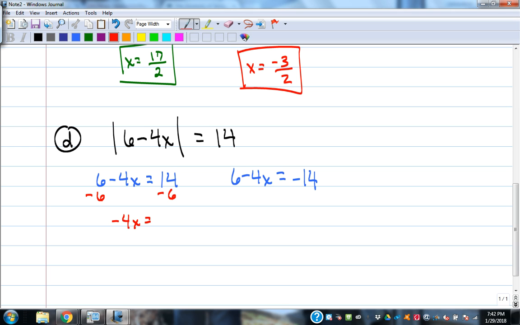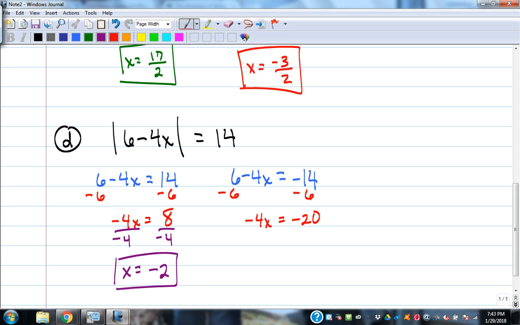14 minus 6 is 8. And then divide by negative 4. Negative 2 for one of them. Same steps for the other one. Much different answer. So it's negative 20 divided by negative 4. That'd be positive 5. Both are solutions to that original absolute value equation.